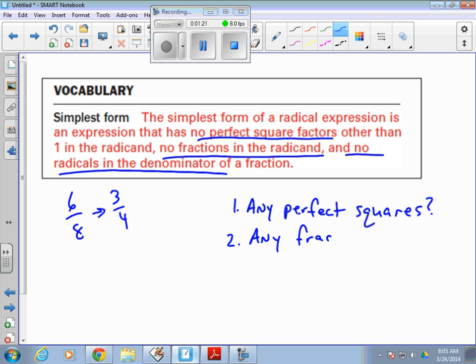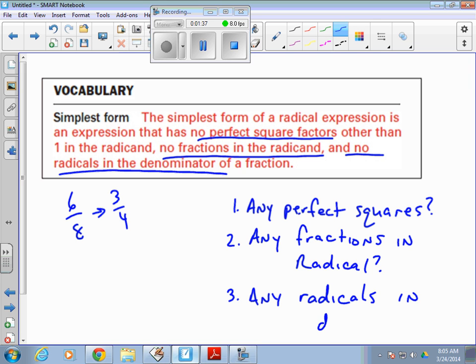fractions in the radical? And then number 3's question is: any radicals in the denominator? And we know that that means the bottom of the fraction.